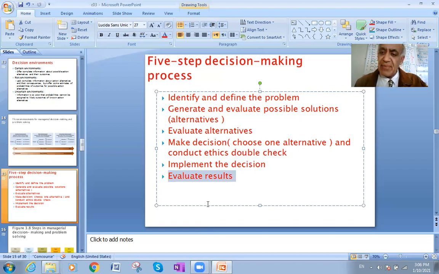Am I in time? Evaluate the results. Am I in time or am I late? I will check out whether I am in time, I reach it in time, or if I am late.